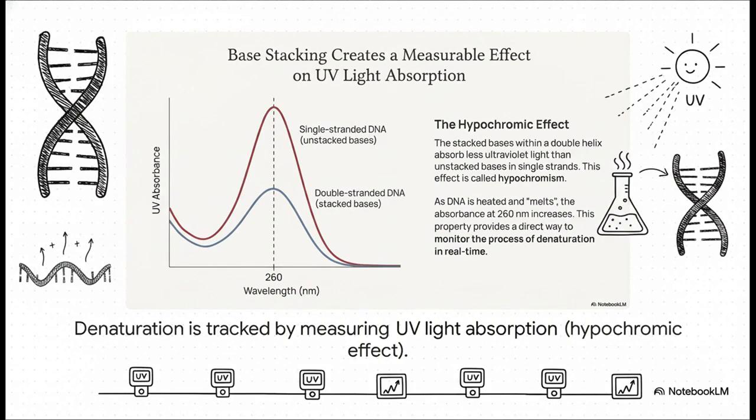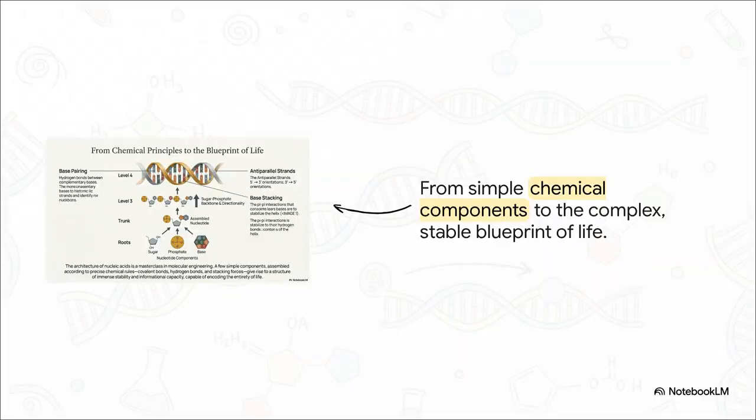And what's really fascinating is that we can actually watch this unzipping happen in real time in the lab. See, when the bases are all neatly stacked inside the helix, they absorb a certain amount of UV light. But as the DNA melts and the strands separate, those bases become exposed and their UV absorption just shoots up. This phenomenon, called the hypochromic effect, gives scientists a direct window into the structural integrity of the double helix. Pretty cool, huh? So let's just recap that entire architectural journey.